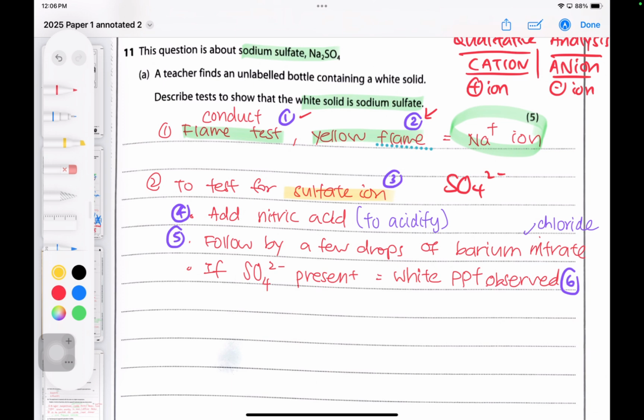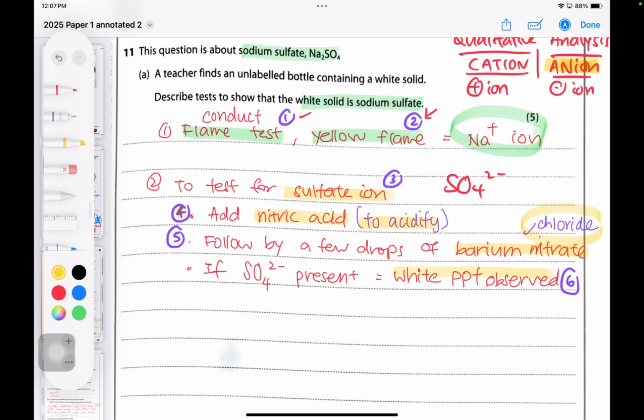How are you going to score for the sulfate ion here? First, for any anion, you always need to acidify, and the best acid, in my opinion, to use is nitric acid, to acidify. The bigger reason is because we want to remove any traces of carbonate ion, which can give us false positive results. So that's our 4th mark here. And then what is the final color? If you add nitric acid followed by a few drops of barium nitrate, besides barium nitrate, they also allow barium chloride, so alternative answers here, and you will get a white precipitate observed.